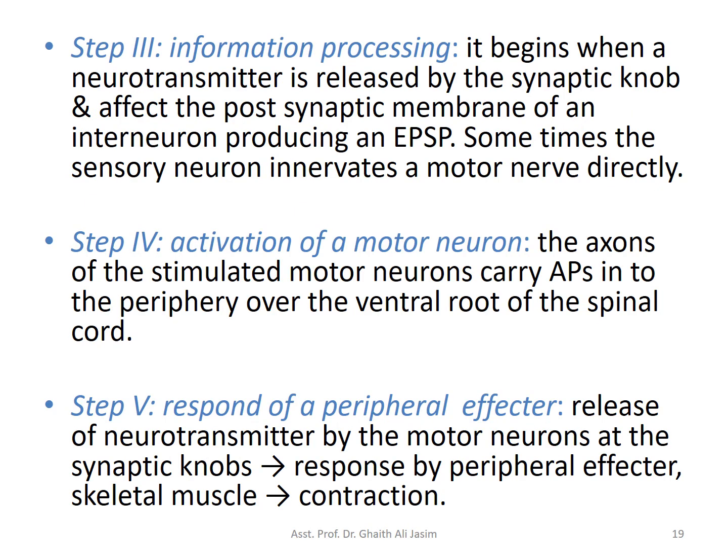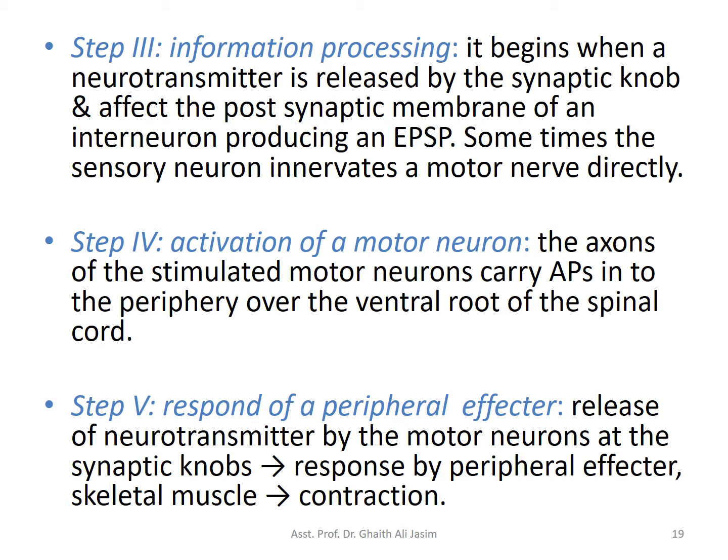Step number 3, information processing. It begins when a neurotransmitter is released by the synaptic knob and affects the postsynaptic membrane of an interneuron, producing an excitatory postsynaptic potential. Sometimes the sensory neuron innervates a motor neuron directly.